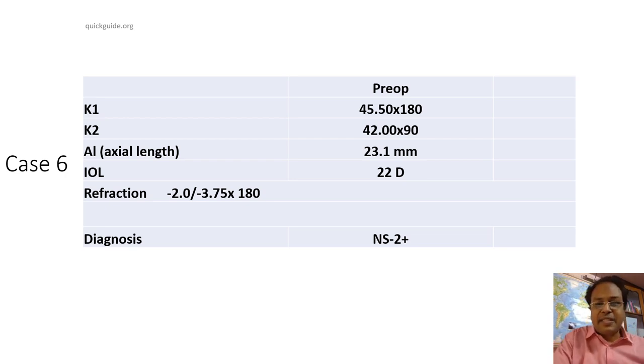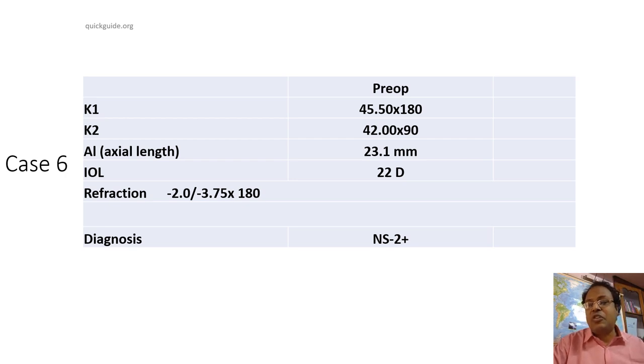Let's look into case six, one of my favorites. This patient again was chosen for toric lenses. My personal request is that we should always check the patient's refraction. Wherever a manifest refraction is there, we should always check the K readings with the manifest refraction, especially for clinics where the torics have just started to be used. If you have just started doing torics, it's very important to relate it to the manifest refraction.